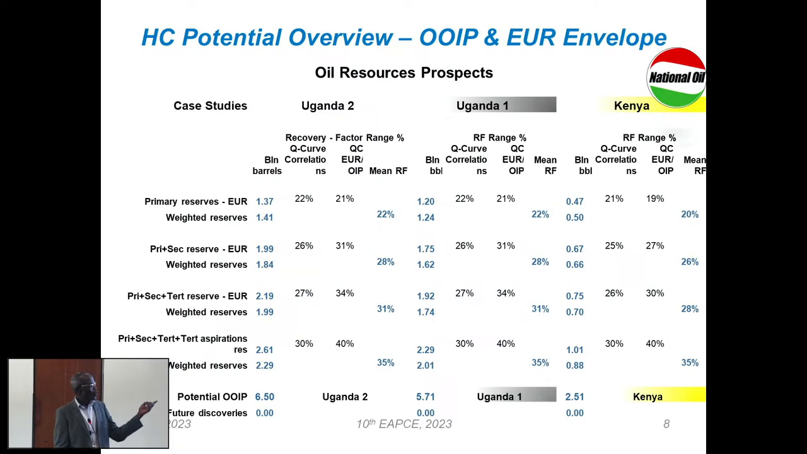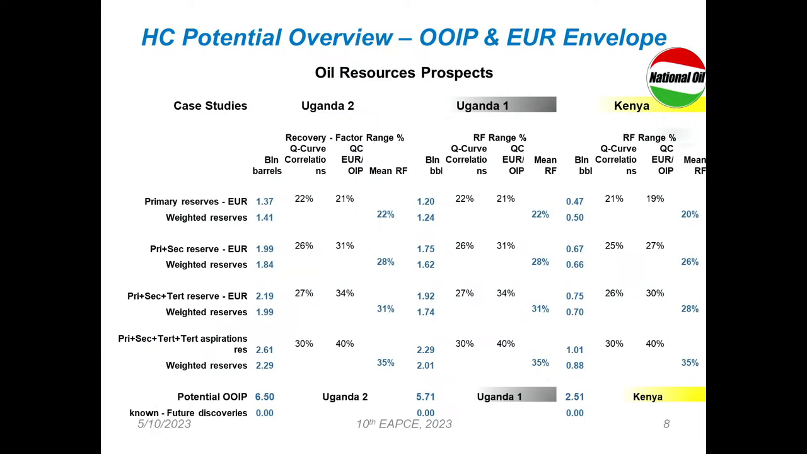22%. Look at tier 2. We don't stop there, because that is basically primary recovery. And you cannot invest so much and just produce a little and move on. You need to put in a lot of effort to take as much as possible. So tier 2 improves to 1.8 with a correlated recovery factor of 28. That is for Uganda 2.